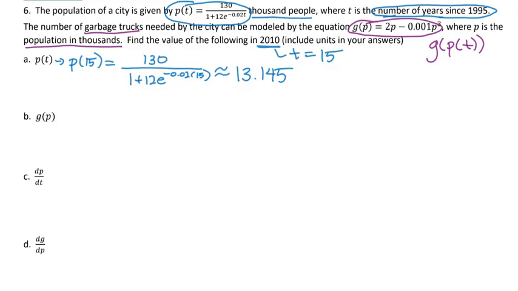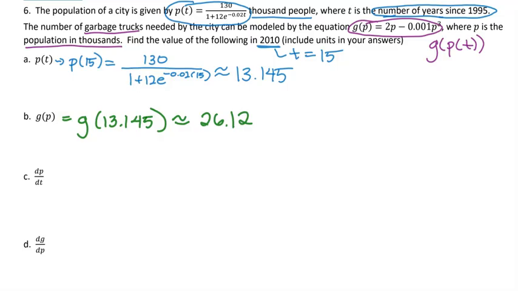Lucky for me, I just did that. So I am really plugging 13.145 into G. For this one, I got about 26.12. This is number of garbage trucks, so I don't even know that I need the 12. If I was going to interpret this, I would just say I need about 26 garbage trucks. All right, next on my list, I want to figure out the value of dP/dt when t equals 15.